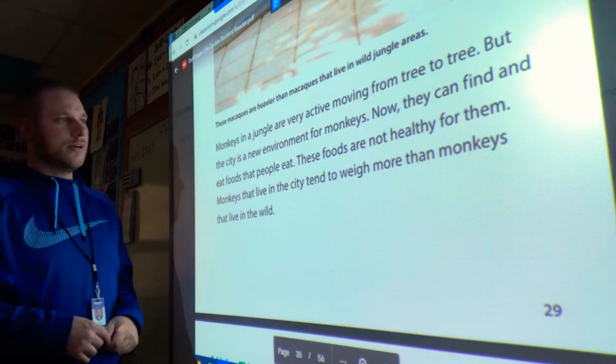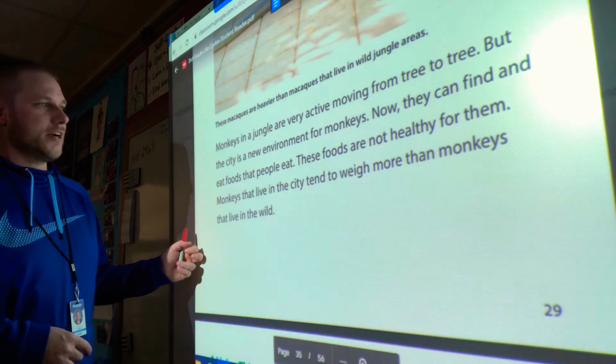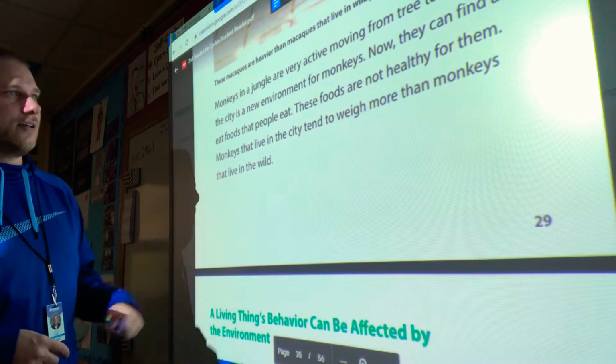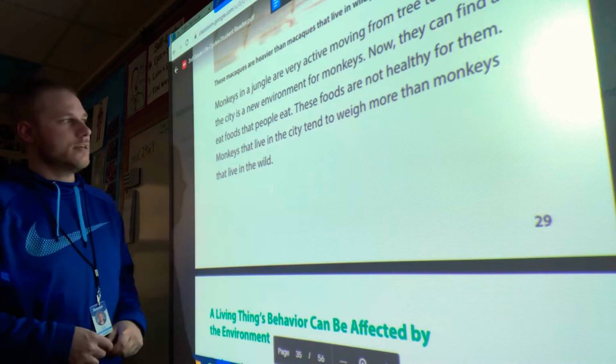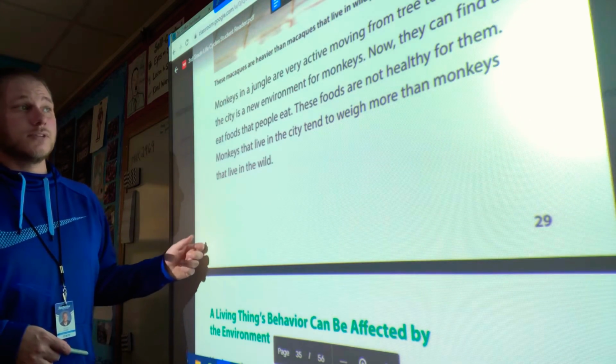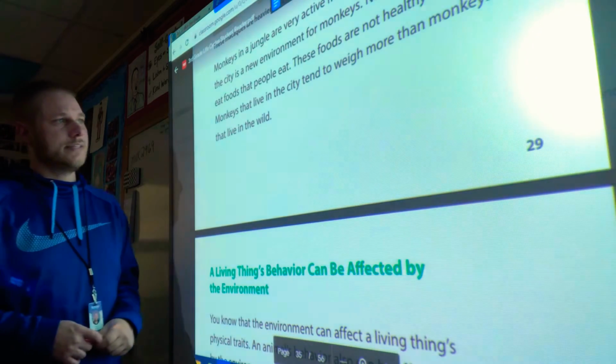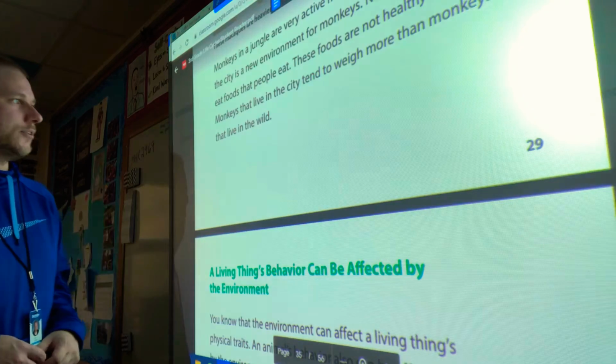Monkeys in a jungle are very active, moving from tree to tree, but a city is a new environment for monkeys. Now they can find and eat food that people eat. These foods are not healthy for them. Monkeys that live in the city tend to weigh more than monkeys that live in the wild.